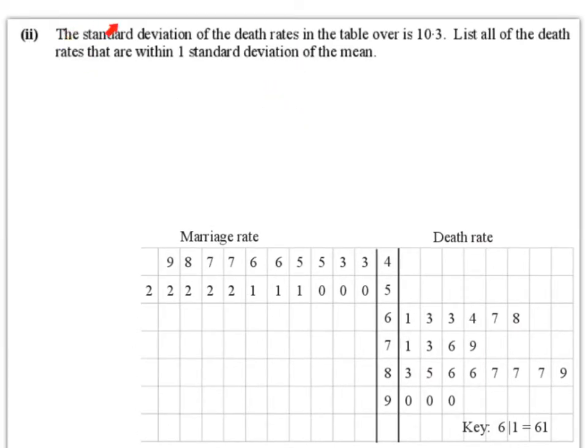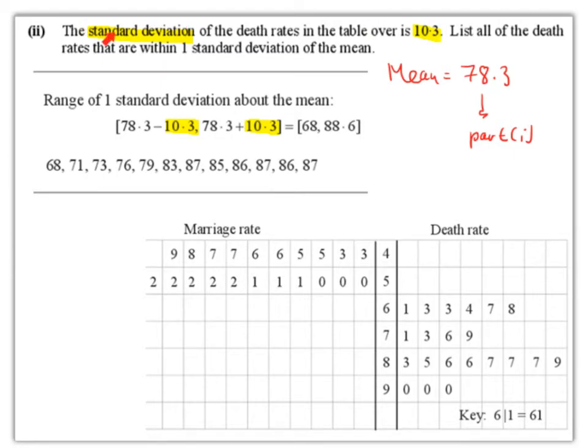Part 2. The standard deviation of the death rates in the table is 10.3. List all of the death rates that are within one standard deviation of the mean. So the standard deviation has been worked out for us. We don't have to work it out in this particular question. It works out to be 10.3.